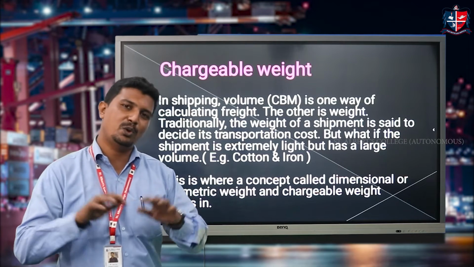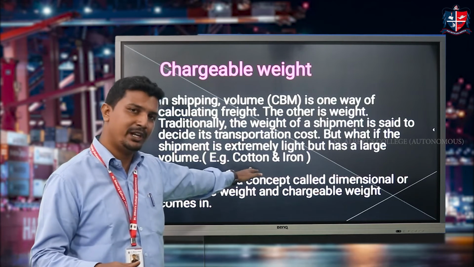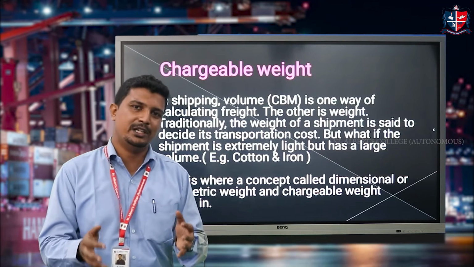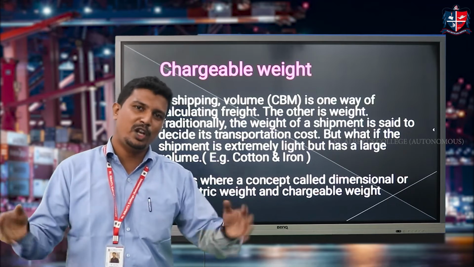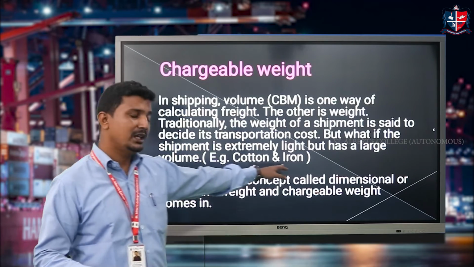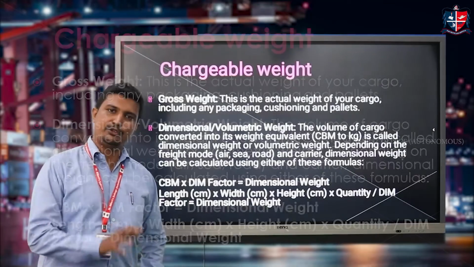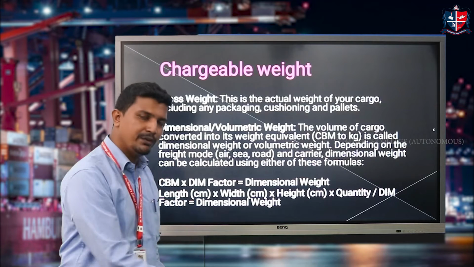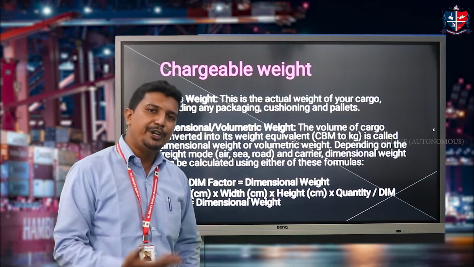It's a volumetric cargo, more space is occupied, so it will be charged on the basis of volume only, the dimensional weight or volumetric weight. And in the case of iron, the volume is very small and the actual weight, the gross weight, will be more, so it will be charged on the actual weight, the gross weight. Gross weight is the actual weight of your cargo, including the packing, cushion, and pallets. If we have weighing equipment, once we put the cargo on it, the weighing machine will show the actual weight of that cargo.